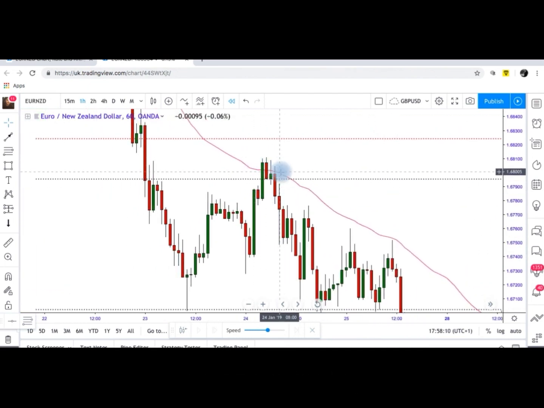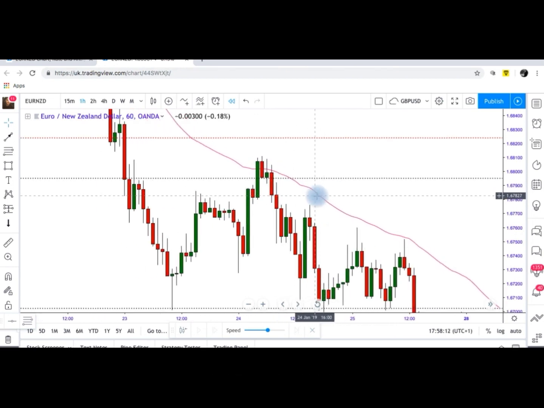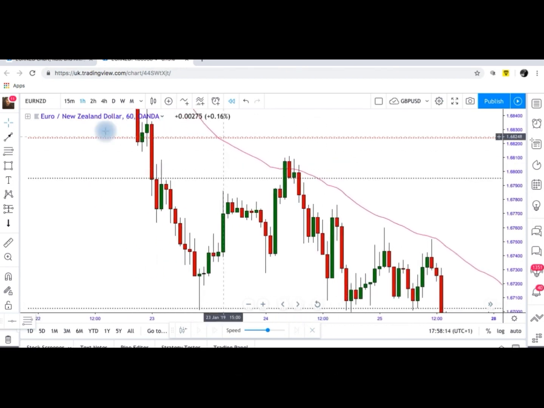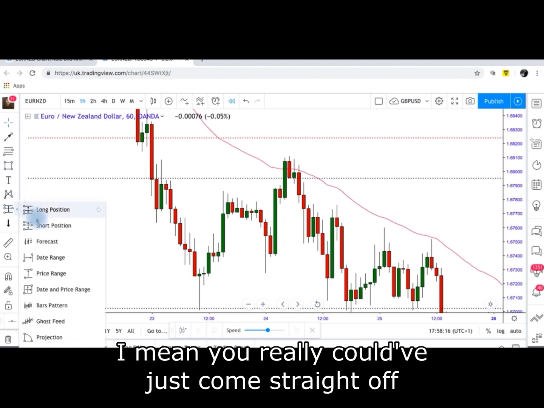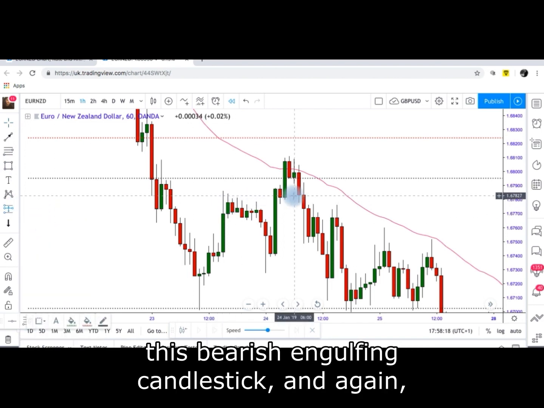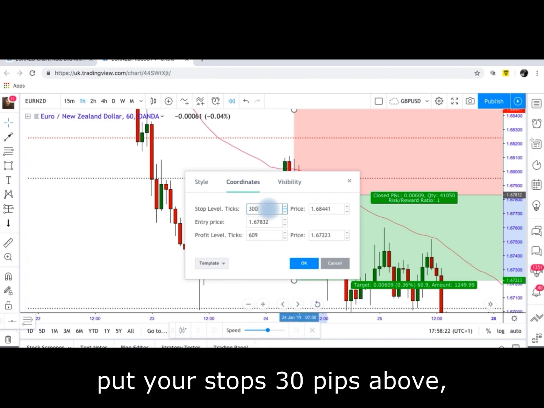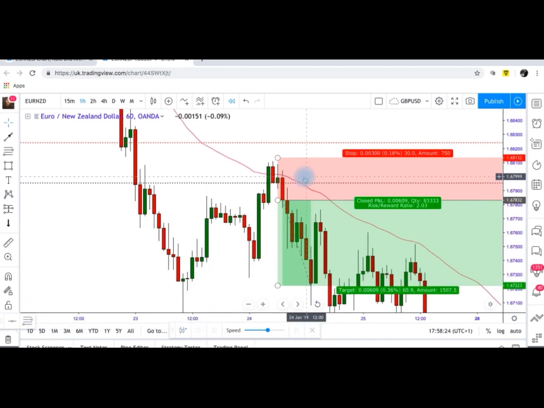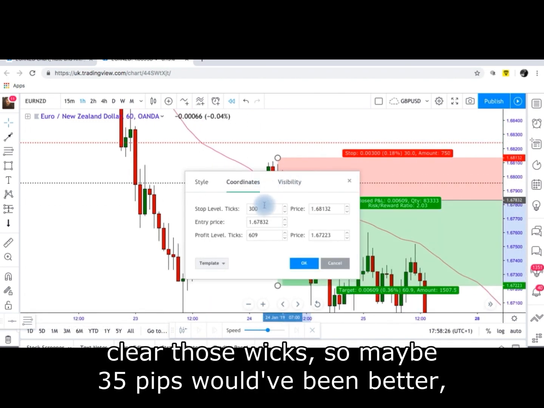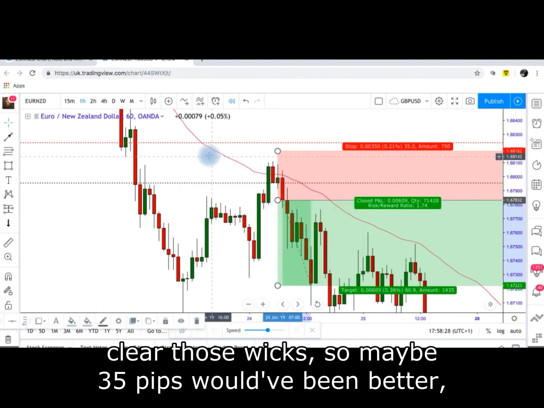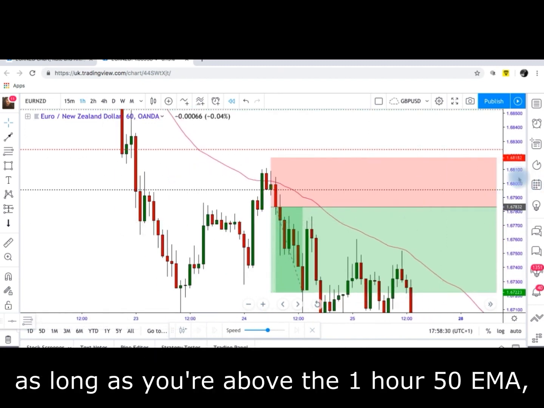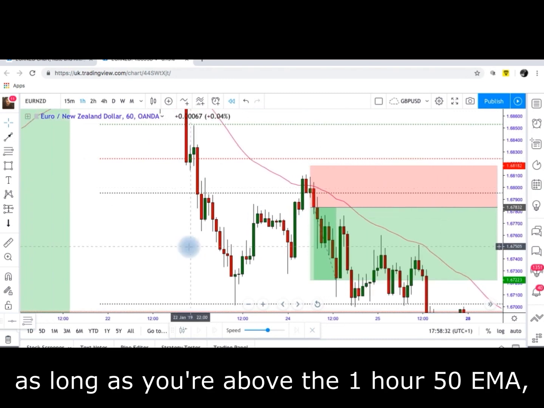Amazing trade. I mean, you really could have just come straight off this bearish engulfing candlestick. And again, put your stops 30 pips above. Probably in this case, it would have been better to clear those wicks. So maybe 35 pips would have been better, as long as you're above the 1 hour 50 EMA.